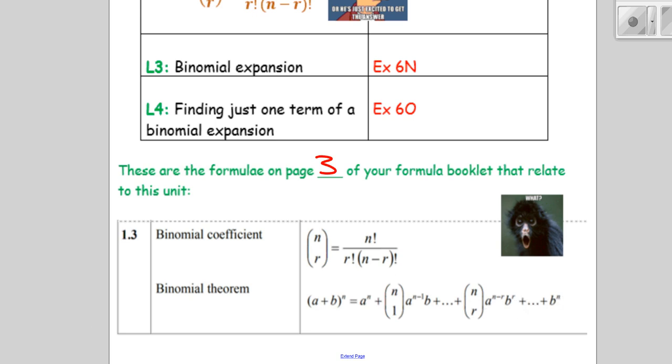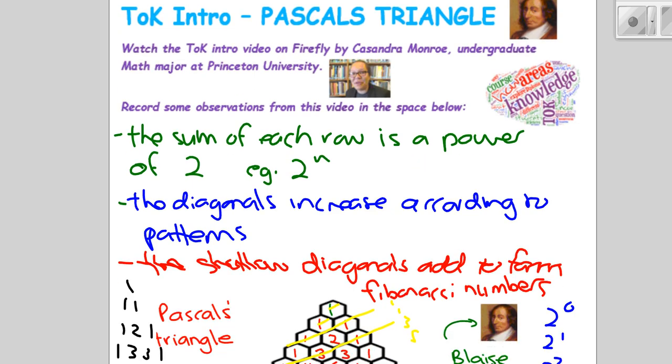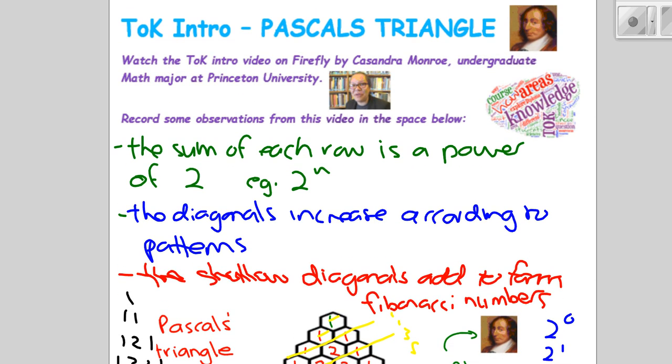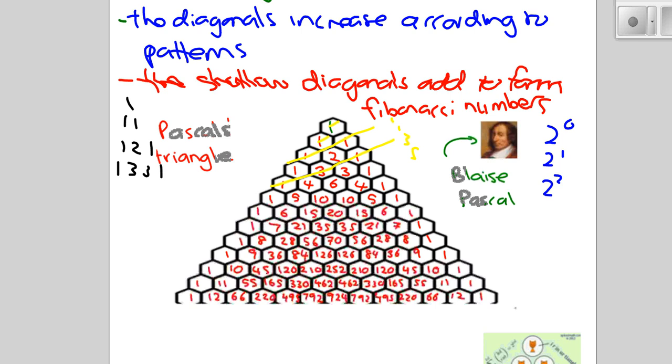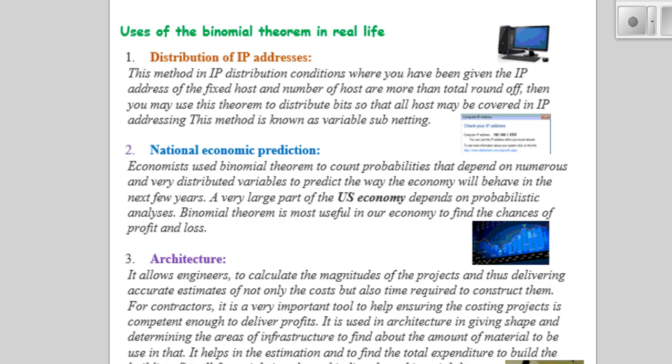Okay, so we did a TOK intro. I'm speaking like this because I'm recording so that Chiesa can read over it too. TOK intro, Pascal's triangle, and so on. So we found a few patterns that you guys discovered and could recall. As I said, at some other point I'll talk about the applications and that kind of thing. We'll just get onto the maths for now.